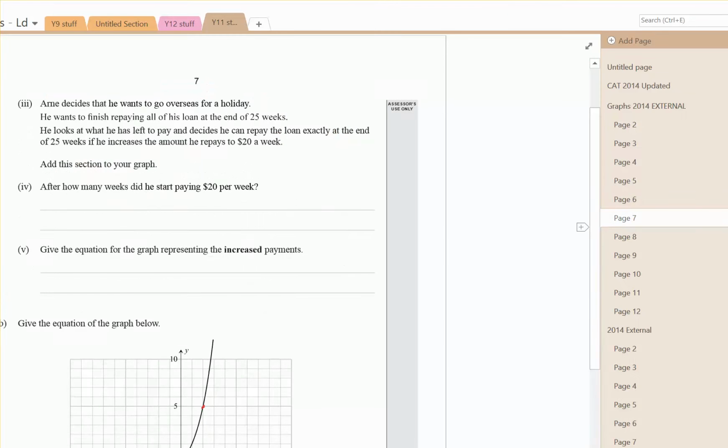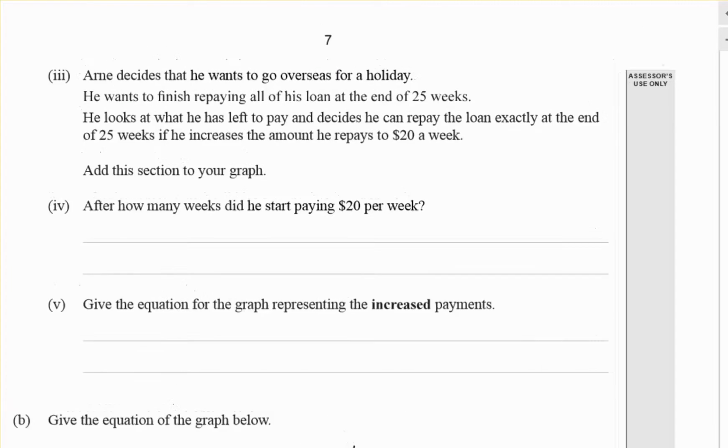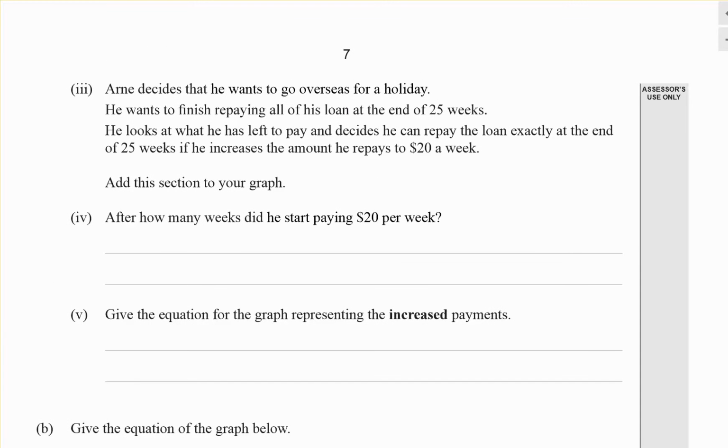Okay, so next question, you can pause and read this. This time he wants to pay it all off by 25 weeks. And to do that he's going to begin repaying $20 a week so that it's exactly paid off in 25 weeks. We're asked to add that to our graph, and just reading a little bit ahead, after how many weeks did he start paying $20 a week?